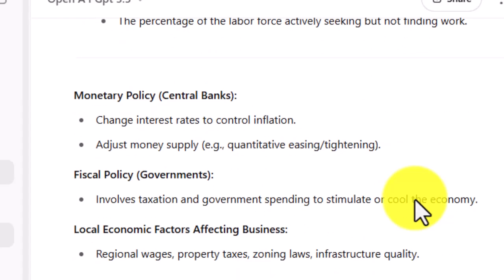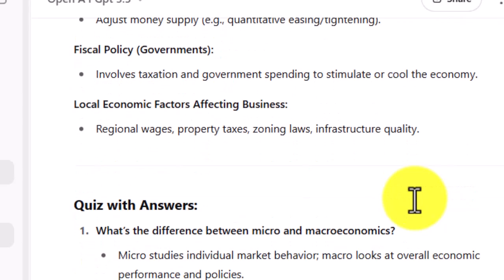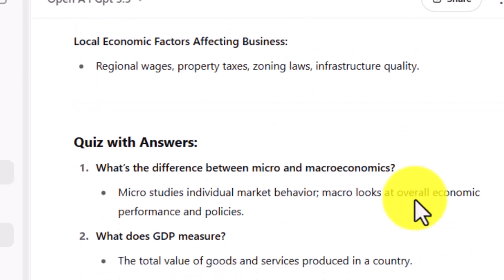Monetary policy: the central bank changes interest rates to control inflation and adjusts the money supply. Fiscal policy involves taxation and government spending to stimulate or cool the economy. Local economic factors affecting business: regional wages, property taxes, zoning laws, infrastructure quality.